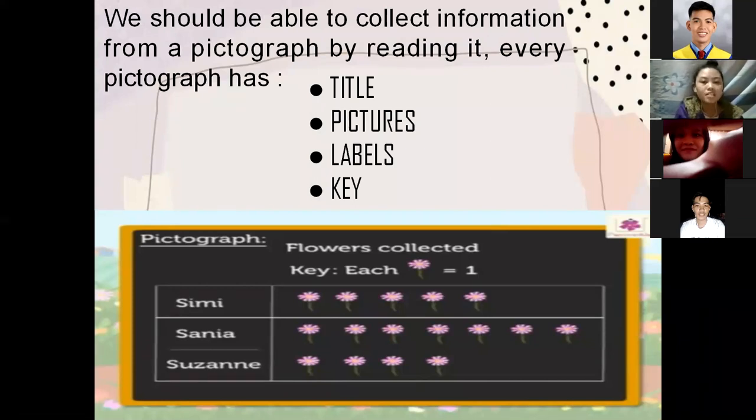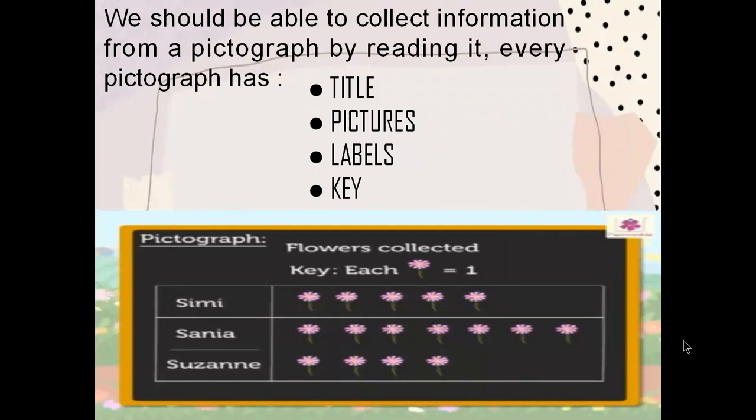Every pictograph has a title, pictures, labels, and a key. So what do we mean by all these words, or where can we find these in pictographs? Let's start with the title. When we say title, it is what the pictograph is all about. Pictures tell us the given number of objects. Labels tell us what data is shown. Then the last one is the key. The key tells us the number each picture is equal to.